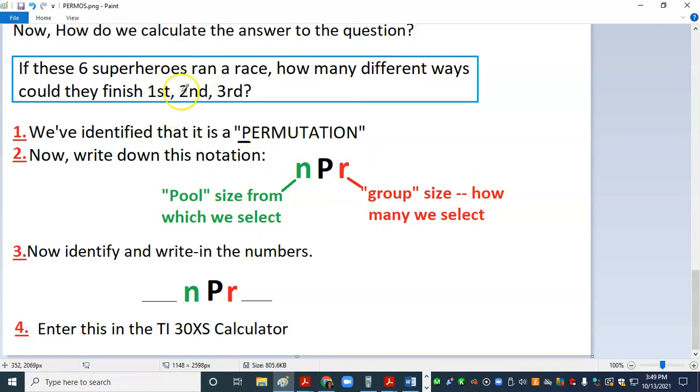And then we wanted to know first, second, and third. So we wanted to know the 3 places, first, second, and third. That is our group size, 3. So it's the same numbers, the same pool size and group size as our combination example in the previous video. But let's write those numbers now, and we've identified them. We had 6 superheroes, and we want to know first, second, and third. We want to know 3 places. And so now we're going to pick up the calculator to calculate the answer to the question, how many different ways could they finish first, second, and third?